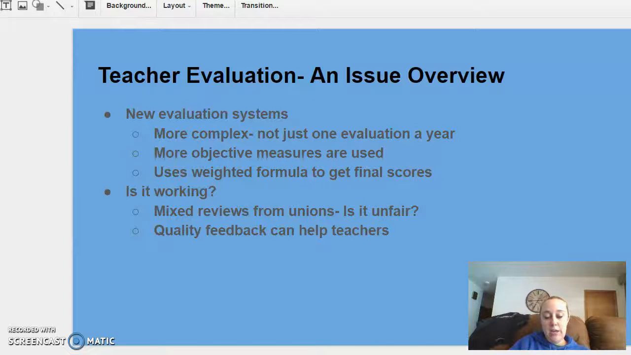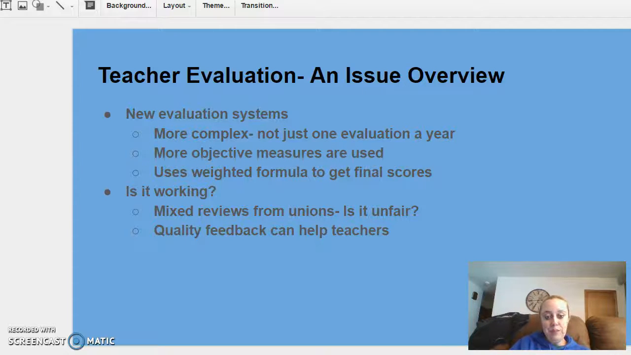The new evaluation systems are now more complex, and I spoke to a veteran teacher in my building, and she talked about how different it is now than it used to be. She used to be evaluated once every 5 or 6 years, and it wasn't a big deal, but now it's a lot more complex. We have several different measures each year. The evaluations are more objective, so there's no bias, or there shouldn't be any bias on the evaluator's part. There are also weighted formulas to get the final score, so it's not just based on one evaluation and one tool.